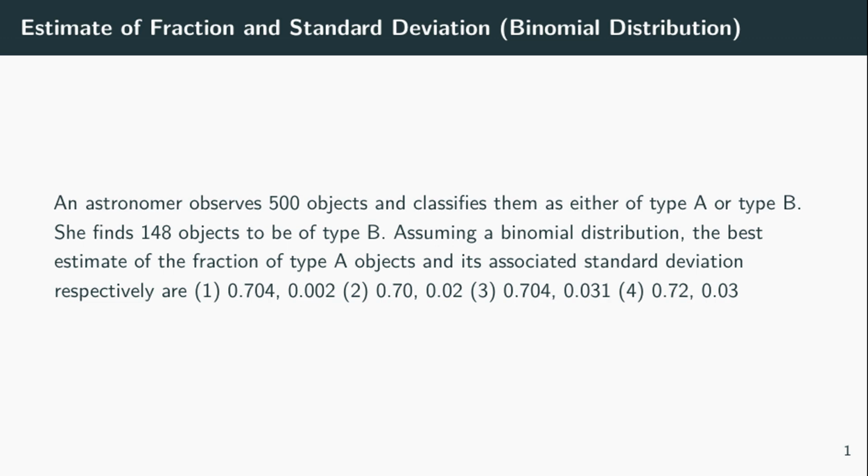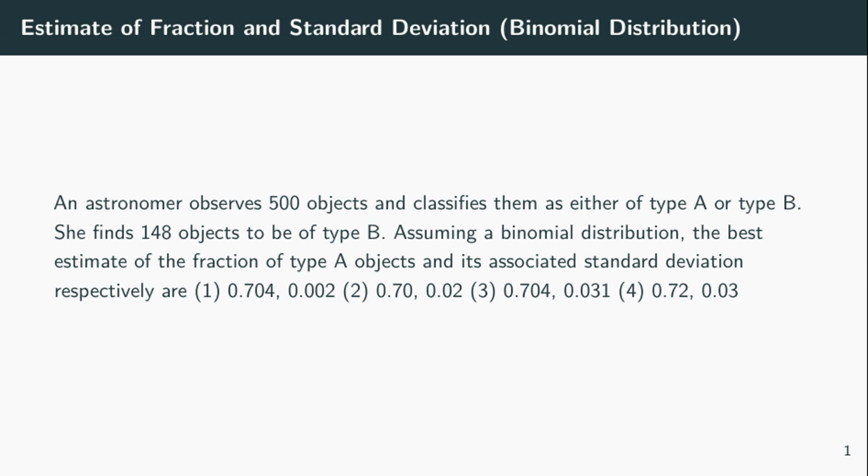Okay, let's dive into this problem about estimating fractions and standard deviations using a binomial distribution. Here's the setup. Imagine an astronomer is looking at 500 objects and she puts them into one of two categories, either type A or type B. She counts 148 objects that are of type B. Now, assuming this follows a binomial distribution, we need to find the best estimate for the fraction of objects that are type A and also figure out its associated standard deviation.